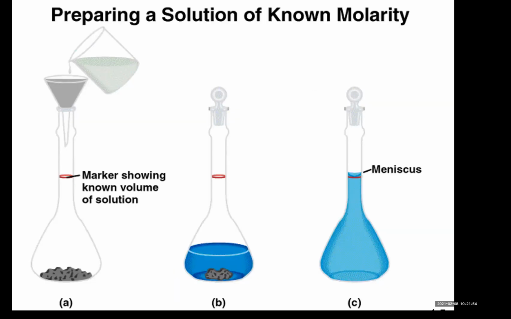So if I ask you to make 1 liter of 1 molar table salt, how do you make it? Well, you take a 1 liter volumetric flask, because that's supposed to be the total volume. If I say half a liter, take a half a liter volumetric flask. These are very accurate. Then you calculate.